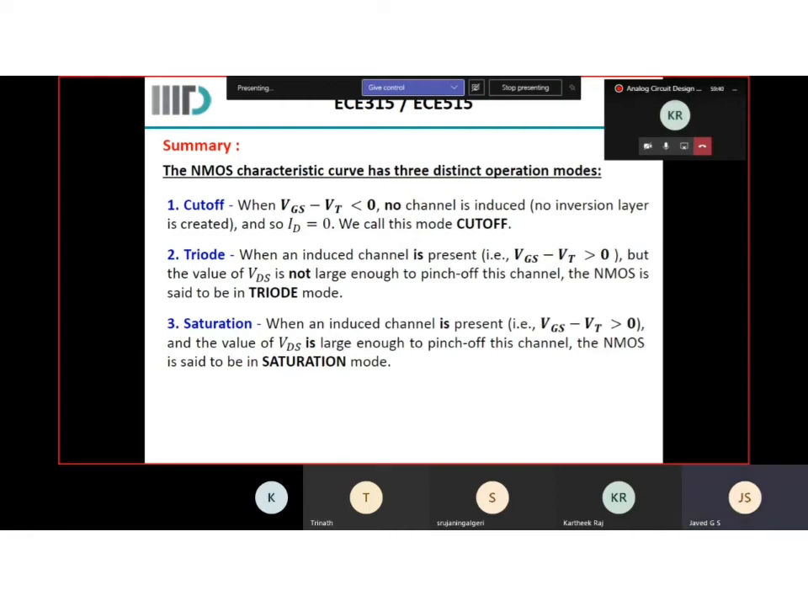Lastly, the saturation region comes in when an induced channel is present. That is when the depletion region occurs, with two conditions. One, VGS minus VT is greater than 0, and the value of VDS is greater than VGS minus VT, and it is large enough to pinch off this channel. So this is said to be the saturation region.